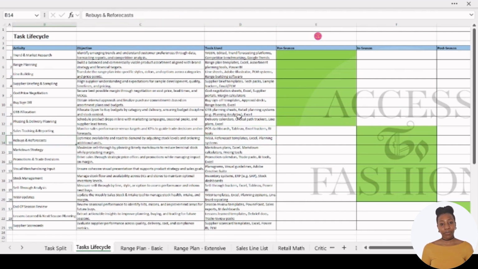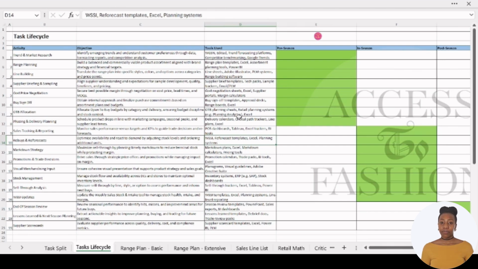Then your next thing would be rebuys and reforecasts. The objective for that would be to now optimize availability and to react to demand. You will adjust your stock levels and your ordering units and additional units and all of that. And so the tools that you would use would be your Wizzy, your reforecasting templates. You always have Excel, and then planning systems as well.